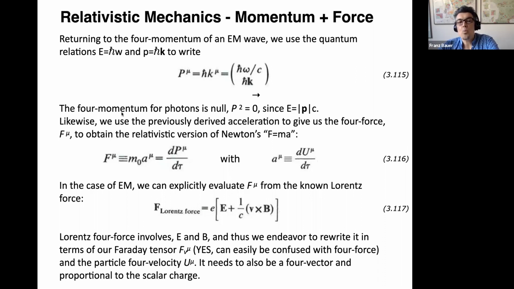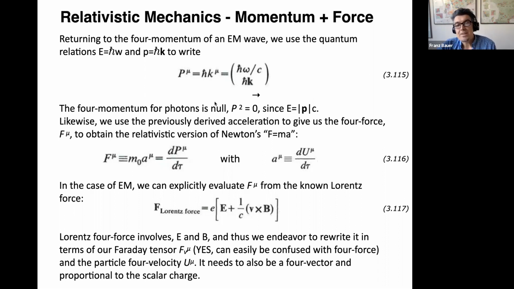And so if we had the 4-momentum, this should be null, so that p squared equals 0. And this would then imply that E equals the absolute value of pc.